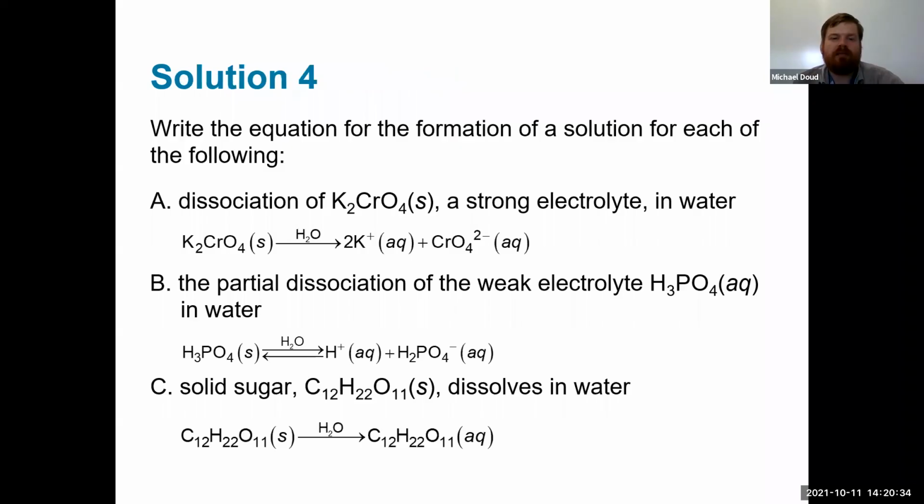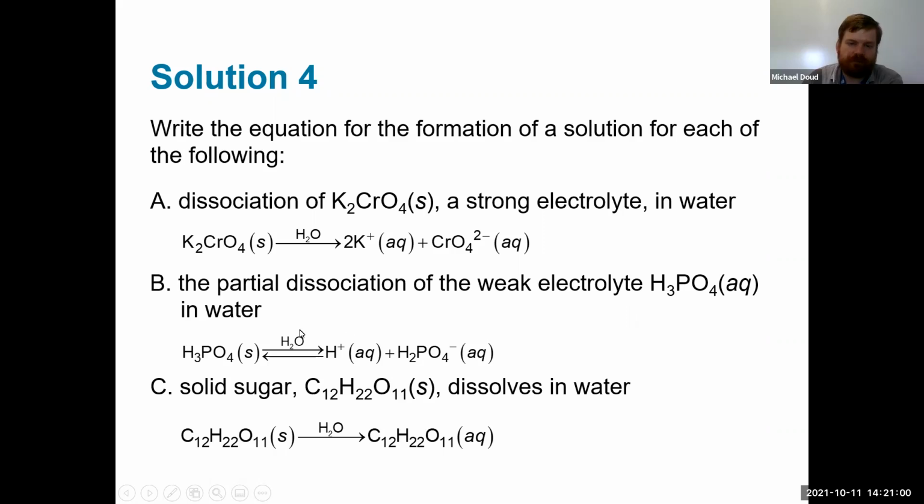Okay, so for A, we know that it's a strong electrolyte. What that is telling us is that all the ions in potassium chromate are going to dissociate from one another, and you know that you have 2 potassium ions and 1 chromate ion. So 2 potassium ions plus 1 chromate ion, they're all aqueous here, right, because they're dissolved in water. You're good to go. Next up, the partial dissociation of a weak electrolyte, phosphoric acid in water.